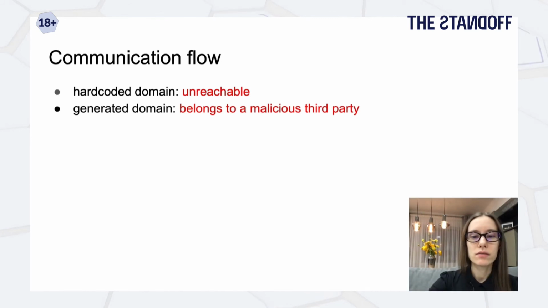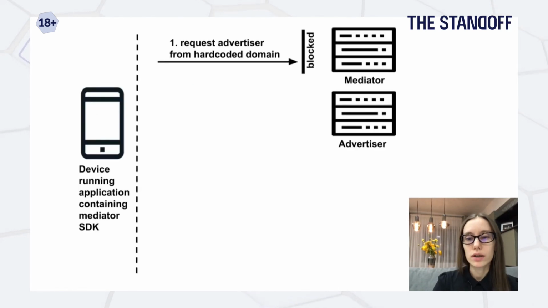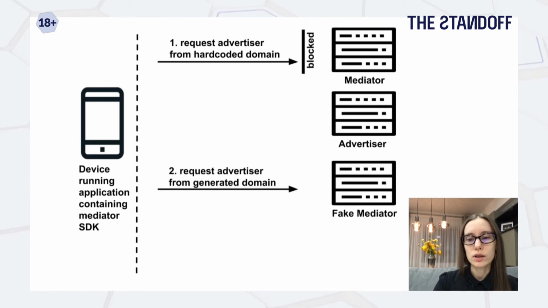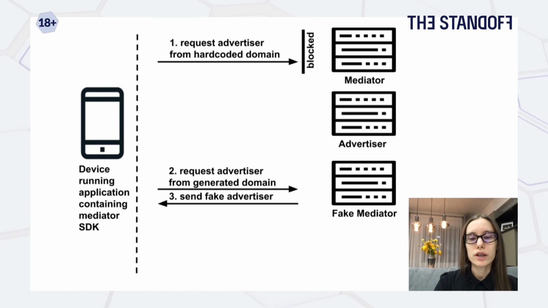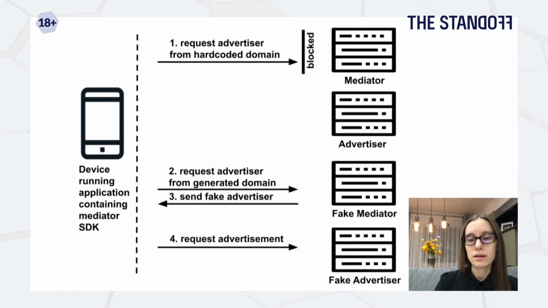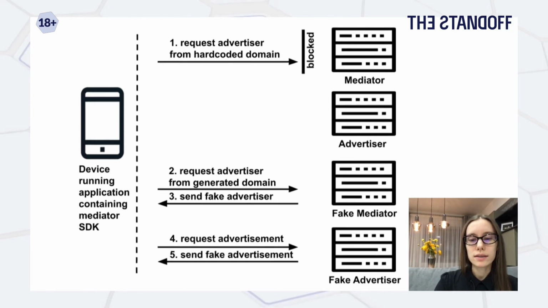After sinkholing this mediator, we started to think about what would happen if the hard-coded domain is unreachable and the generated domain belongs to a malicious third party. Let's see a potential scenario. Imagine the device tries to contact the hard-coded domain and is not able to do so. As we already know, it will try to contact the generated domain. An attacker that registers the generated domain can set up a fake mediator server and reply with the location of a fake advertiser. The device trusting the mediator will contact the received fake advertiser, will receive a fake ad, and will show the fake ad to the user.